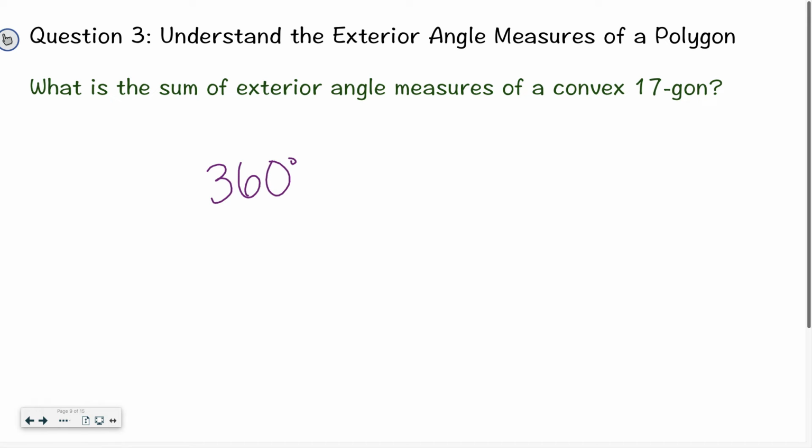Hopefully you ended up with 360 degrees because of my really annoying rant about remembering that the sum of any exterior angles on any polygon would be 360 degrees. I know I'm sometimes annoying, but I do that to try to get it to stick in your head. So don't forget, the sum of exterior angle measures is 360 degrees. Doesn't matter how many sides the polygon has.